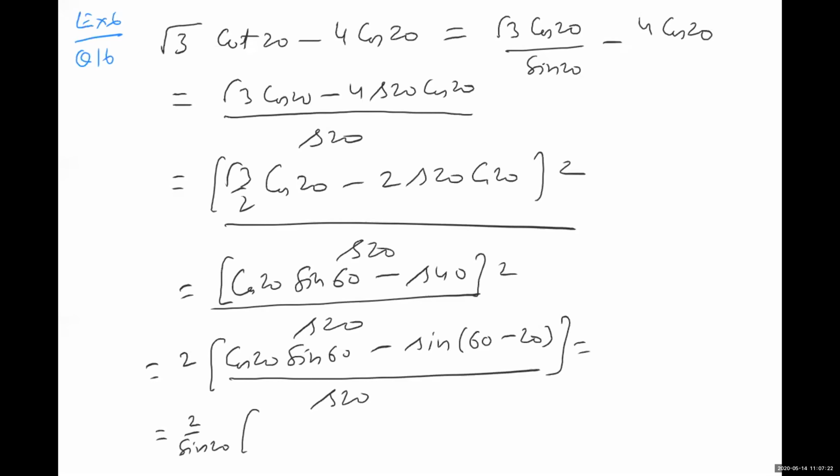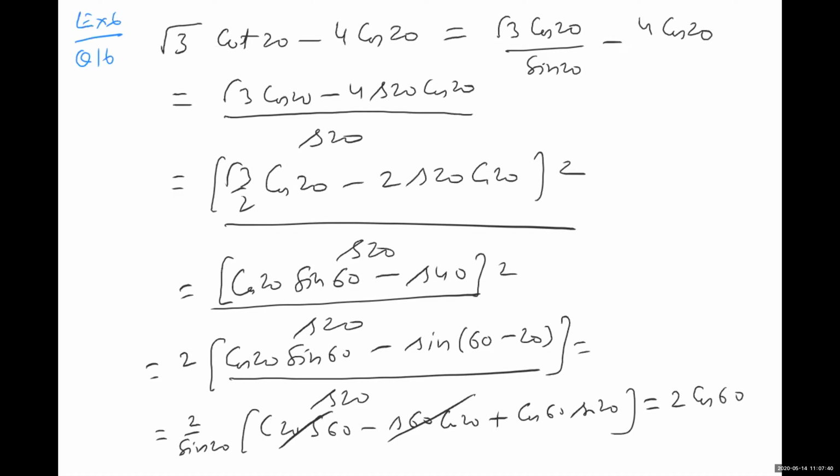See what is left? Cos 20 sin 60 minus sin A cos B: sin 60 cos 20 plus cos A sin B: cos 60 sin 20. So this part will cancel, and sin 20 will cancel with sin 20. So this is equal to 2 cos 60. And 2 cos 60 is 2 into 1 upon 2, which is equal to 1. Yes, correct. So 1 upon 2 is the correct answer.